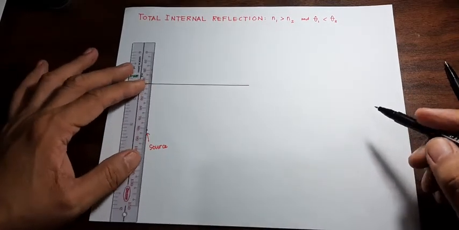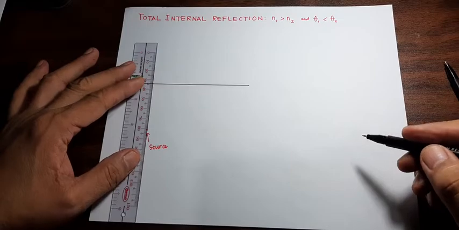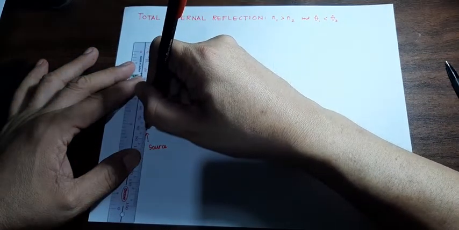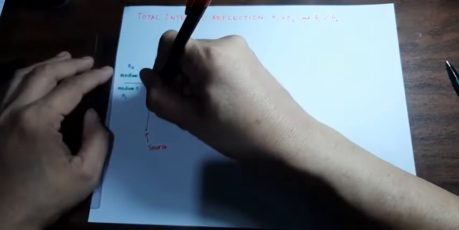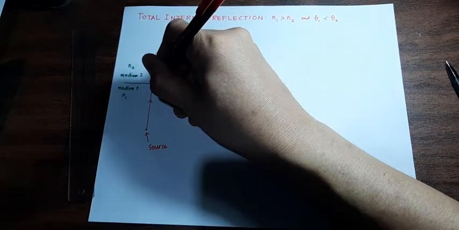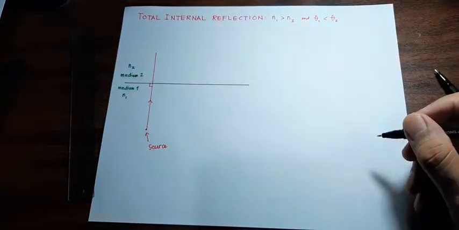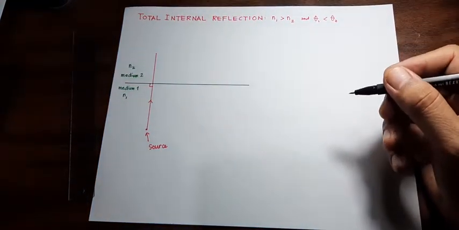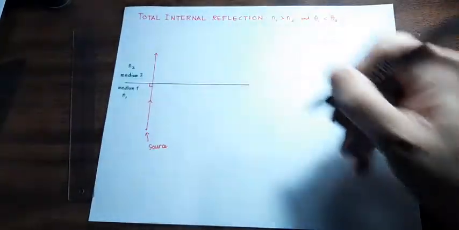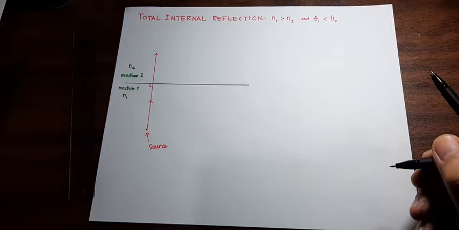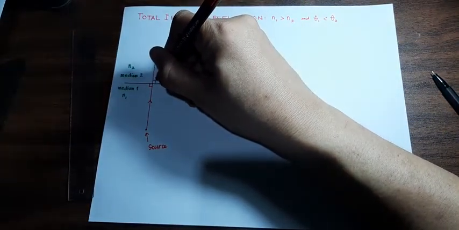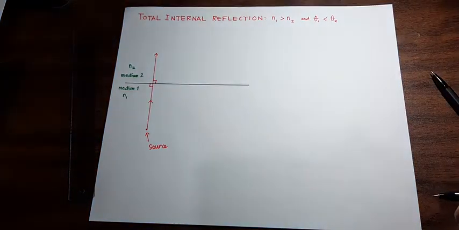Now, a very special case of refraction is when the light ray enters medium 2 perpendicularly, like this, then it doesn't bend. It just travels straight on. So that means that this is the refracted ray. And the refracted ray is also perpendicular to the boundary.